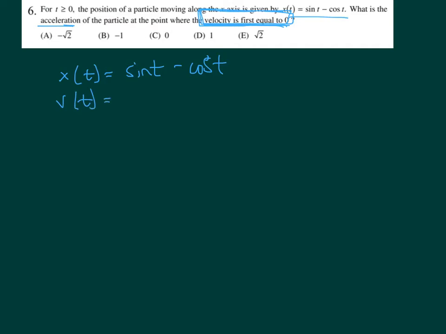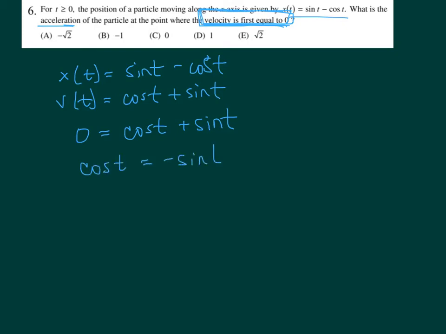So velocity is going to be cosine of t. The derivative of negative cos would be, well, the derivative of cosine is negative sine, so it's going to be plus sine t. All right, now it's asking when that's equal to 0. So cosine of t plus sine of t. All right, now, this is not anything where I can factor anything out or do anything like that. What I need to understand is that for this to happen, cosine of t, if I just move one of those over, has to equal negative sine t, if I just subtract sine t from both sides. All right, so cosine of t has to equal negative sine t.